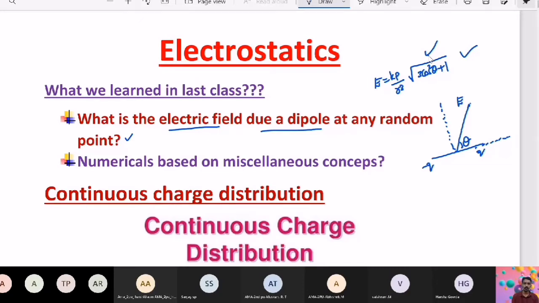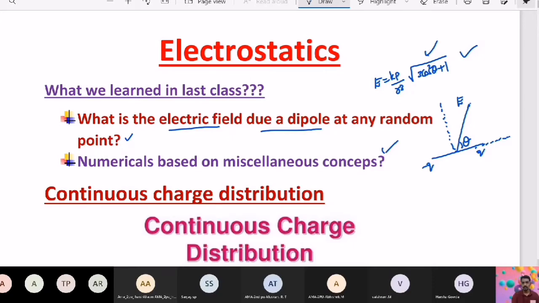Also, we have solved a few questions. We have solved numericals based on miscellaneous concepts from the beginning, like what is electric force, what is the principle of superposition, what is the electric field due to a point charge, what is the field due to a system of point charges, and what is an electric dipole and dipole moment. So all those questions we have seen.